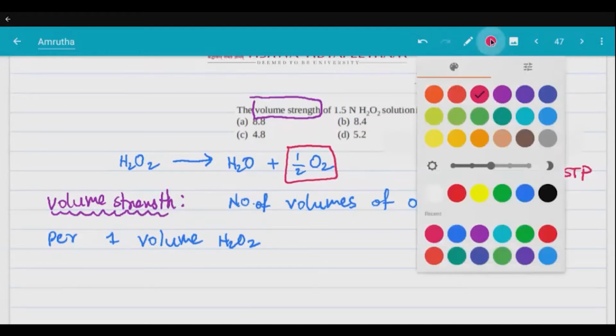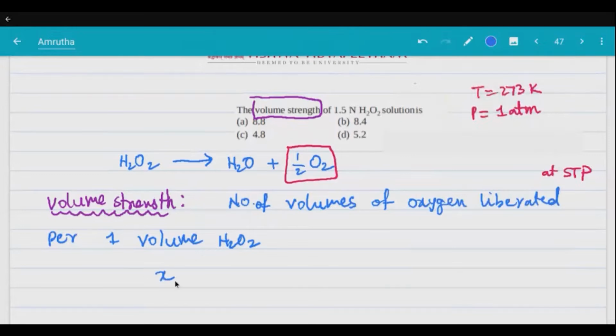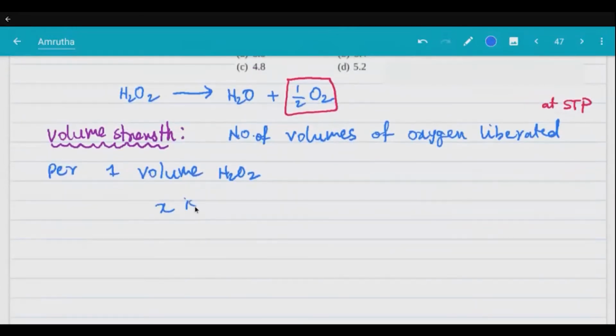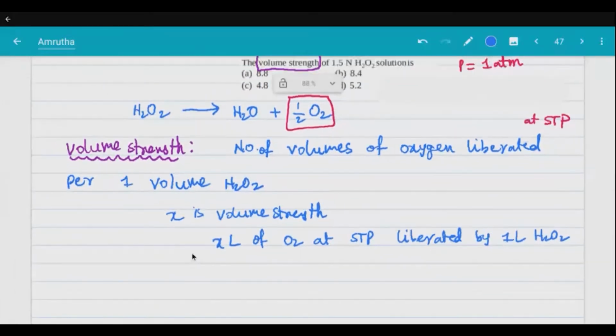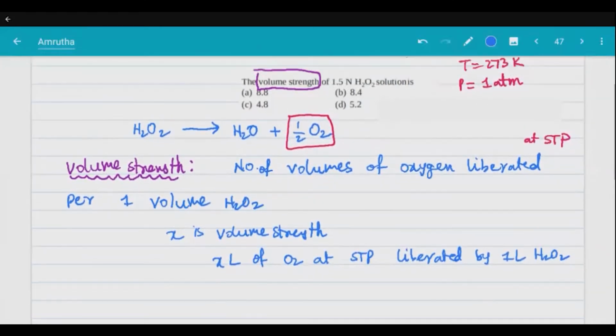Suppose X is the volume strength. What is the meaning of this? It means X liters of O2 at STP are liberated by 1 liter of H2O2. Per 1 liter, how many liters of oxygen are liberated? That is its volume strength. So the higher the volume strength, the more concentrated the H2O2 is.